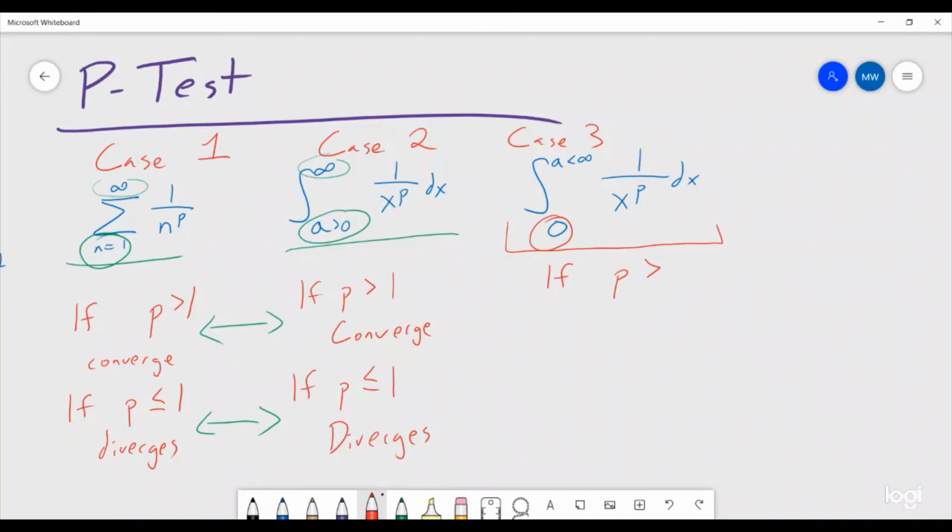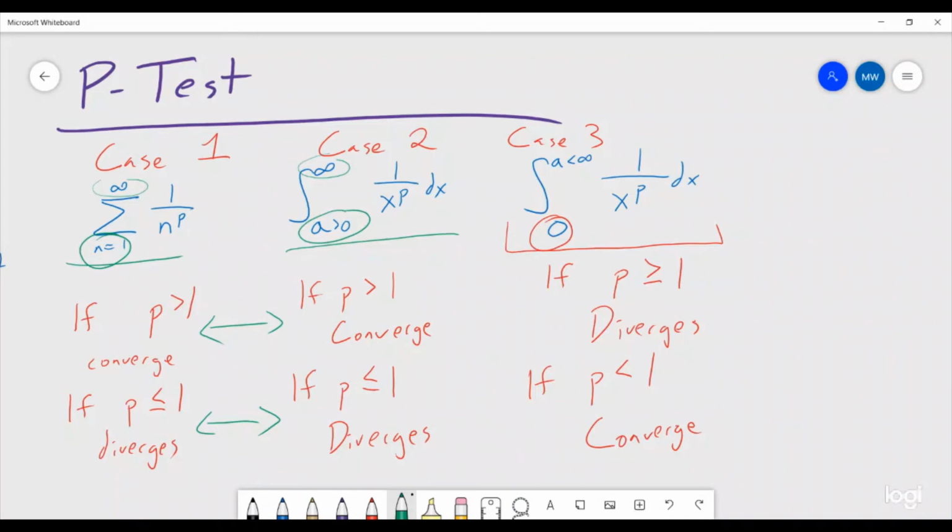So here, for this last case, going from 0 to some finite value, if p is greater than or equal to 1, it diverges. If p is less than 1, it'll converge. And if you're struggling to see the connection here, you could rewrite this in terms of 1 over x's powers, and then it would turn into case 2 again. But these are the 3 cases for the p-test.